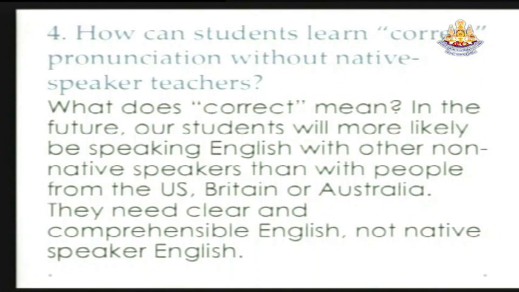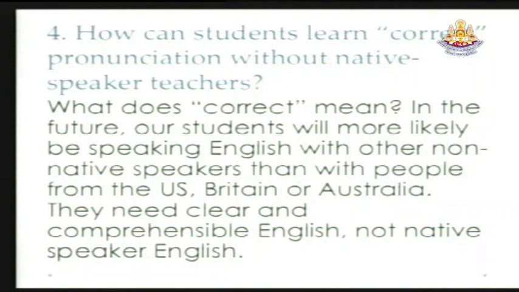And I think this is important too. In the future, our students and you will more likely be speaking English with people from other countries. You're going to talk to people from China, and they're going to speak English with you because that's the language that you share. That's really common. That's happening all over Asia. If you have a Japanese businessman and a Thai businessman meeting together, they're going to speak English together. Thai English and Japanese English. And it's going to meet in the middle, and you're going to communicate in English.